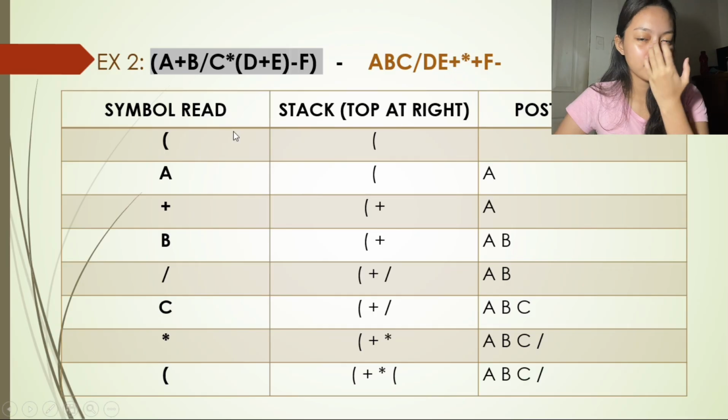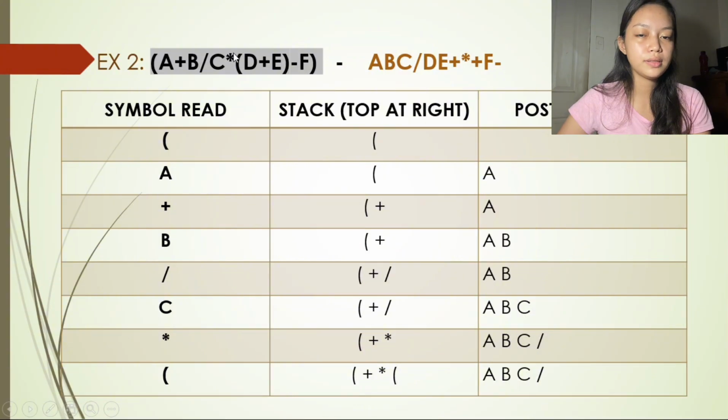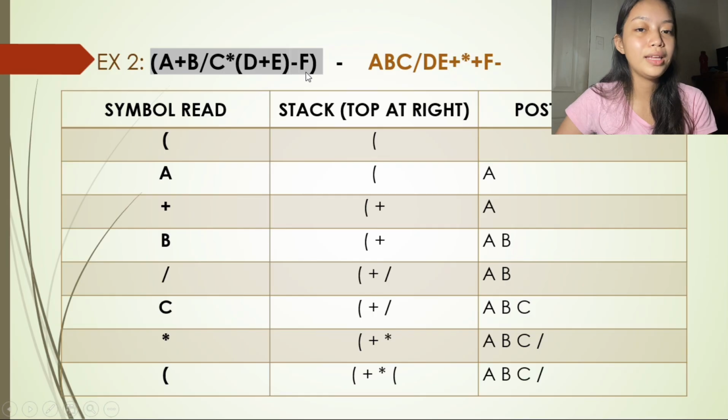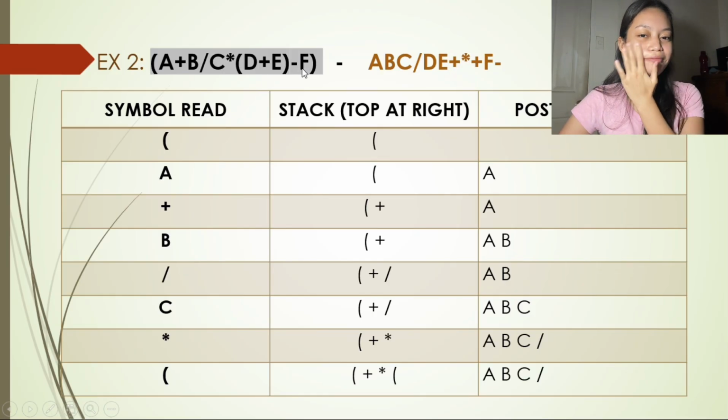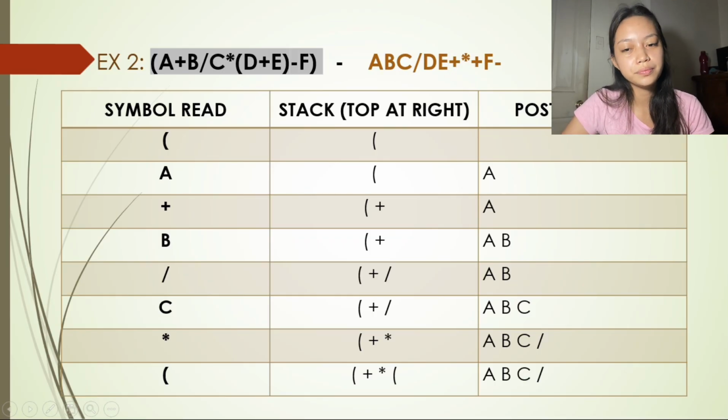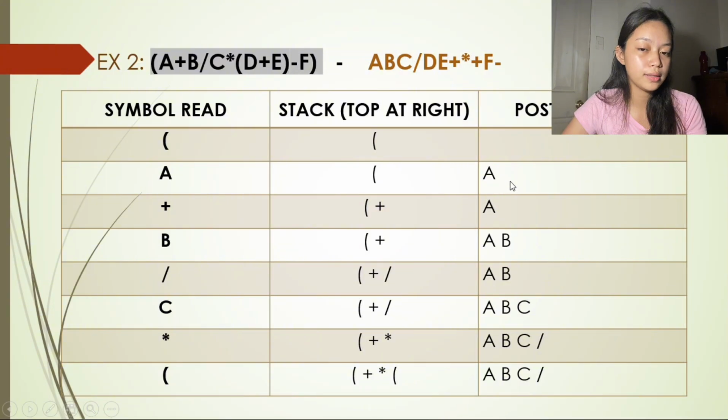This is the given: A plus B divided by C times parenthesis B plus E close parenthesis, E minus F. That's the given. Make a table with symbol, stack, and postfix. Now let's start scanning. First is the parenthesis, put it here. Next, A. Put A here, copy, and put A in the postfix table.